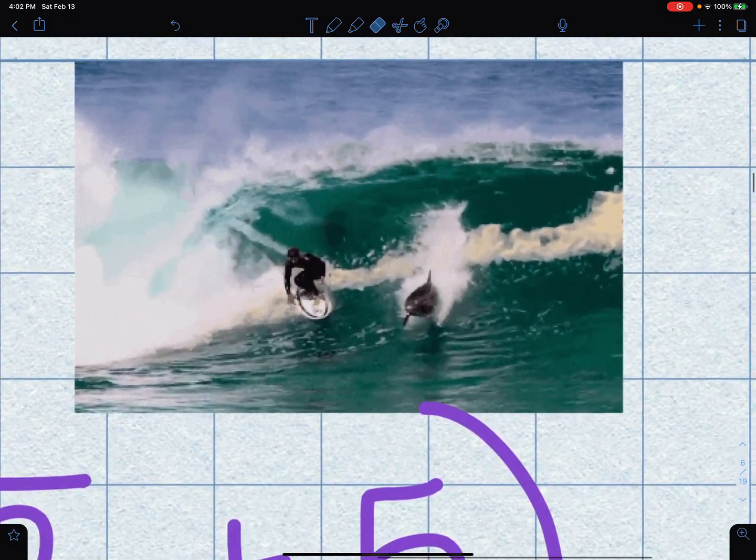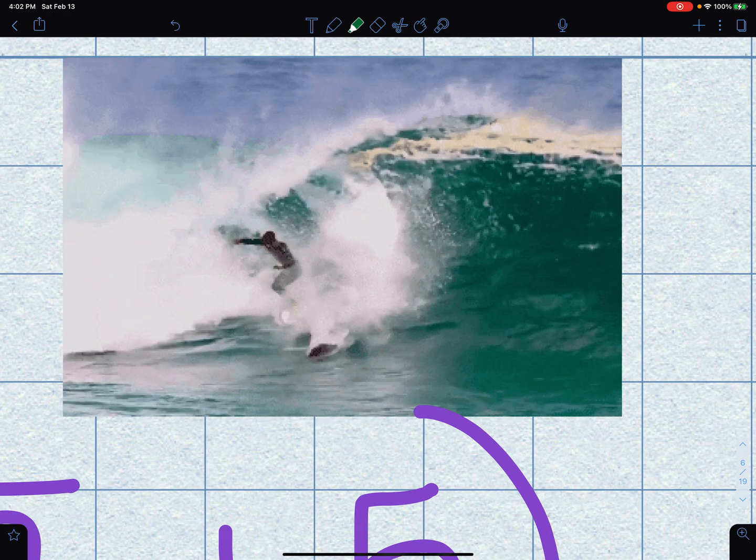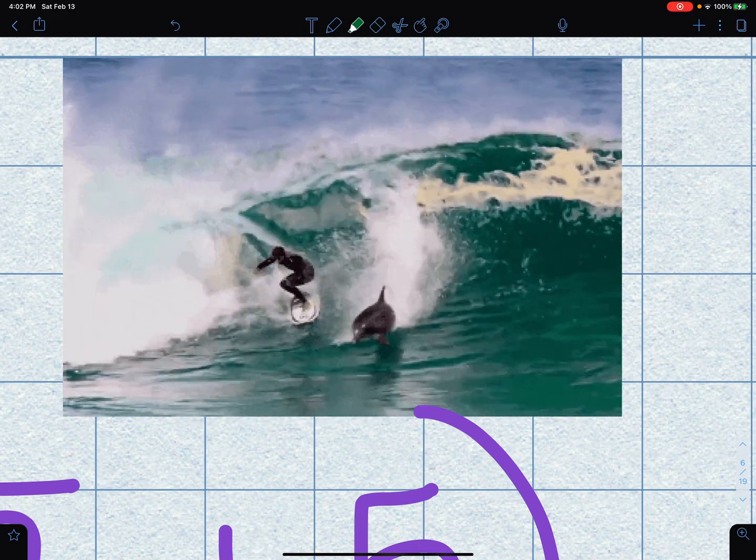Ooh, this is rad. Check out this. Whoa, what is that, a dolphin or a shark? No, I think it's a dolphin, right? He's surfing with dolphins. Totally radical, dude.